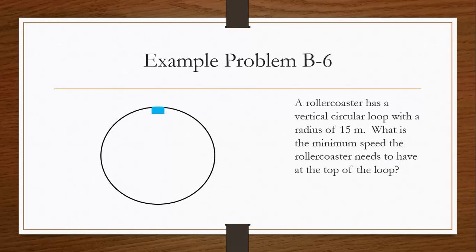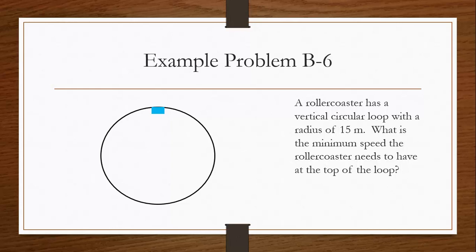So the second problem that I have is a roller coaster that's going to move in a vertical circular loop that has a radius of 15 meters as it goes up and down. And I want to know, what is the minimum speed that the roller coaster needs at the top of the loop? You might say, well, that's pretty obvious. We could use conservation of energy and say it could be at a speed of 0 at the top of the loop. Well, if it's at its highest location, a speed of 0 makes sense.